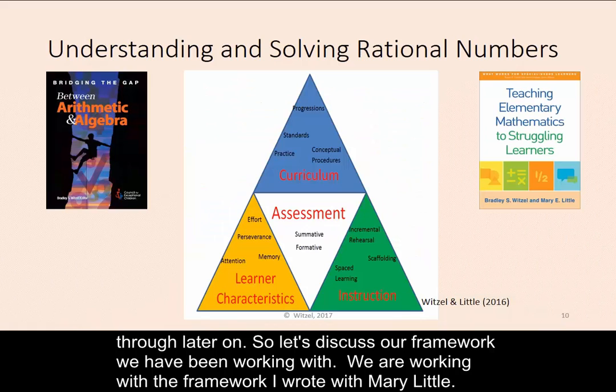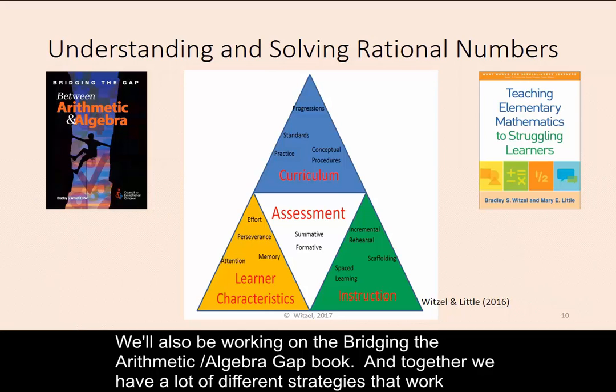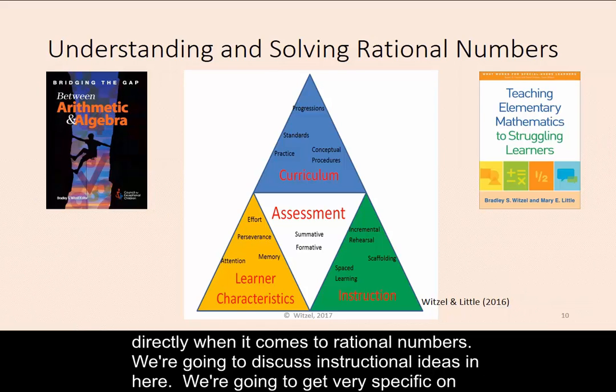So let's discuss our framework we've been working with. We're working with the framework I wrote with Mary Little. We'll be working today, we'll use some of the strategies that come from the Teaching Elementary Mathematics to Struggling Students. We'll also be working on the Bridging the Arithmetic to Algebra Gap book. And together, we have a lot of different strategies that work directly when it comes to rational numbers.